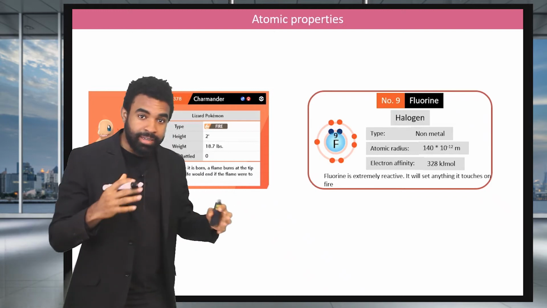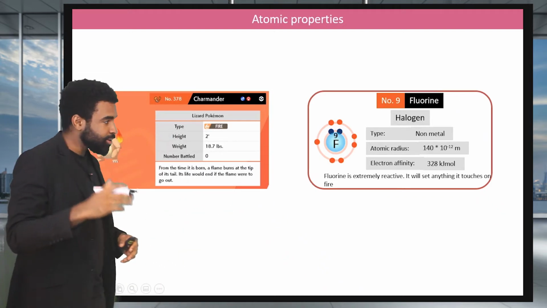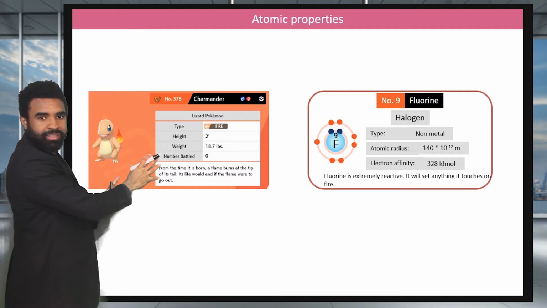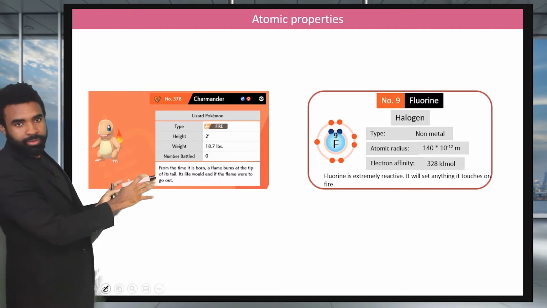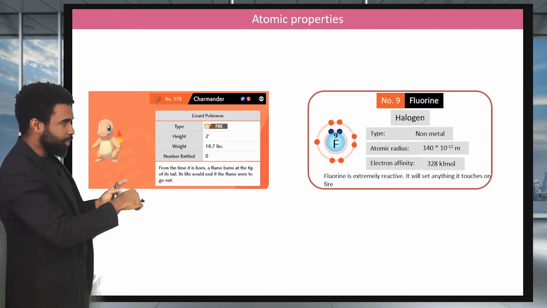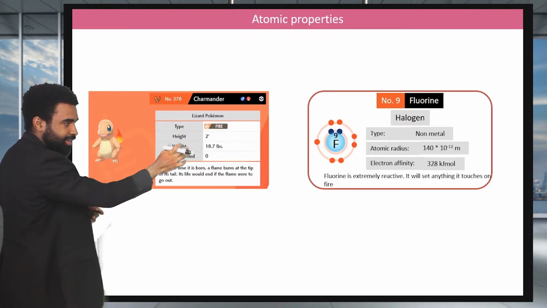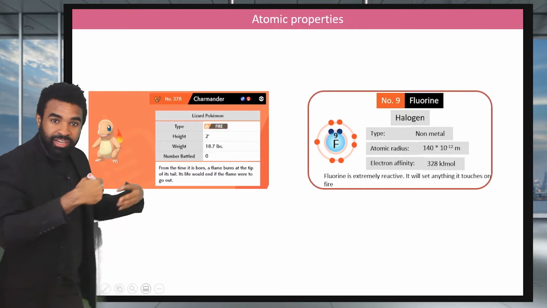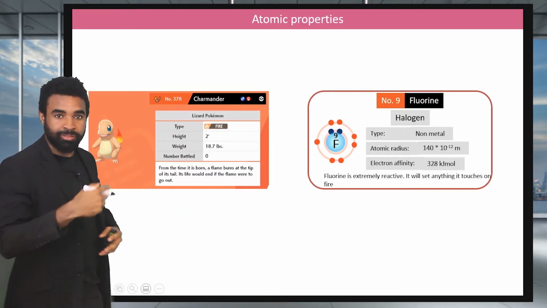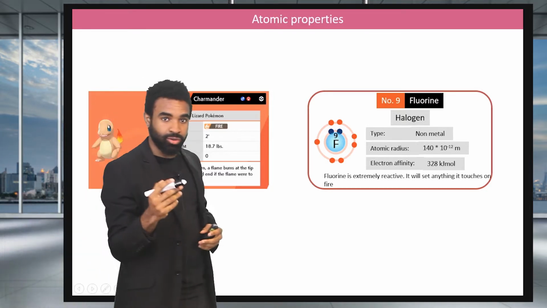If you're going to be a good Pokemon player, then you need to understand the properties of different Pokemon. Here's my favorite Pokemon when I used to play, Charmander. We need to understand what's his type. He's a fire type. What's his size, height, and weight? What is his HP, his health points, which is not here? His speed, his accuracy, things of that sort.